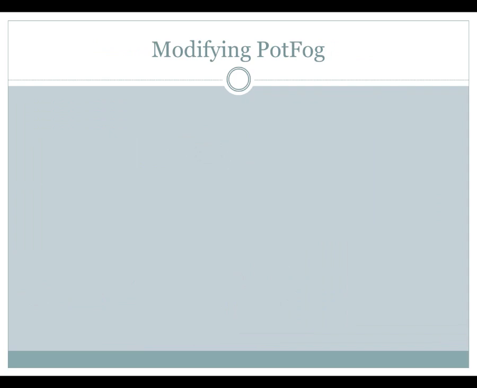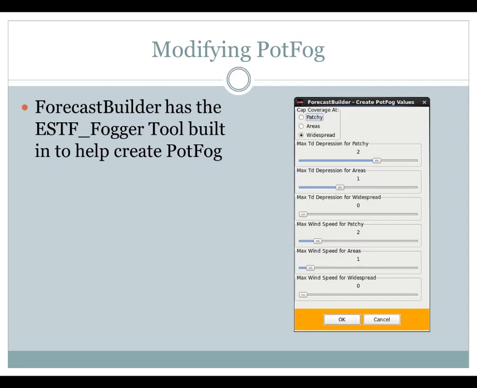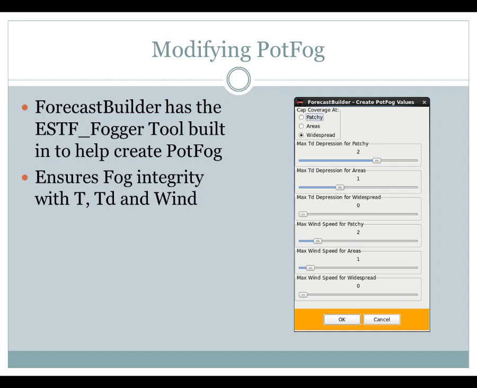Next is about pot fog. Forecast Builder has the ESTF Fogger tool built right in to help with creating the pot fog grid. And this is that fogger tool. It ensures the fog integrity with your temperature, your dew point, and your wind. And this is the default tool in Forecast Builder when aviation configuration is turned off.